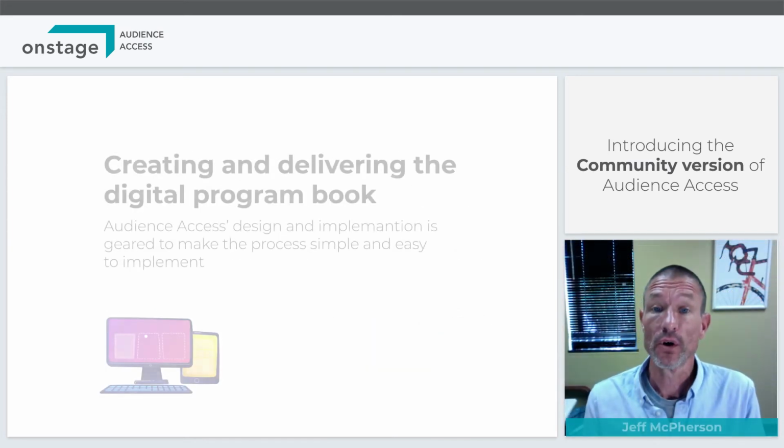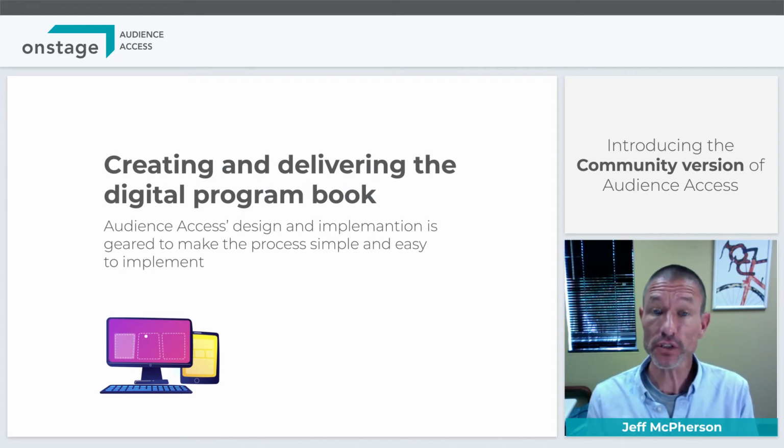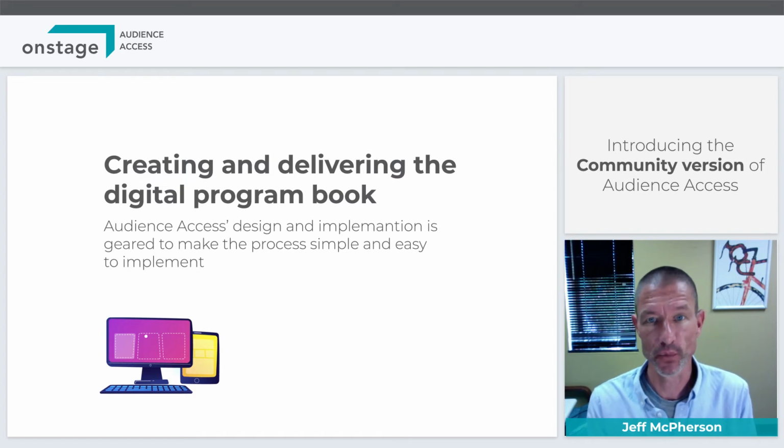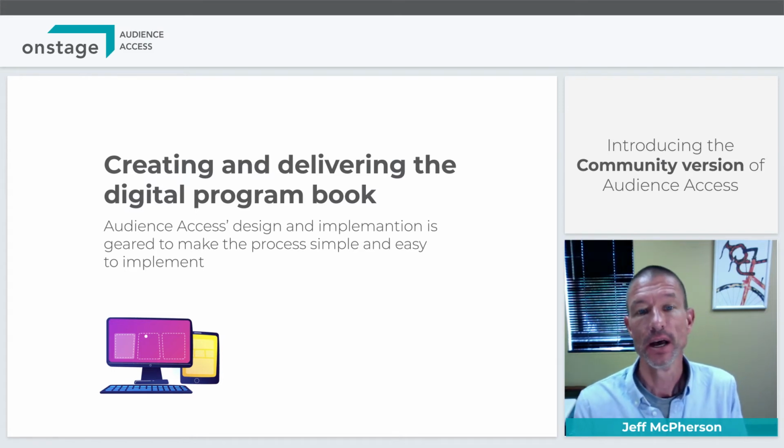So let's go over audience access and the digital program itself and how you build it and how you deliver it. The first thing you want to do when you start using audience access is start thinking, bring over your logos and bring over your color theme that you use on your website and other marketing materials. And you can integrate all of these things right inside of audience access itself.